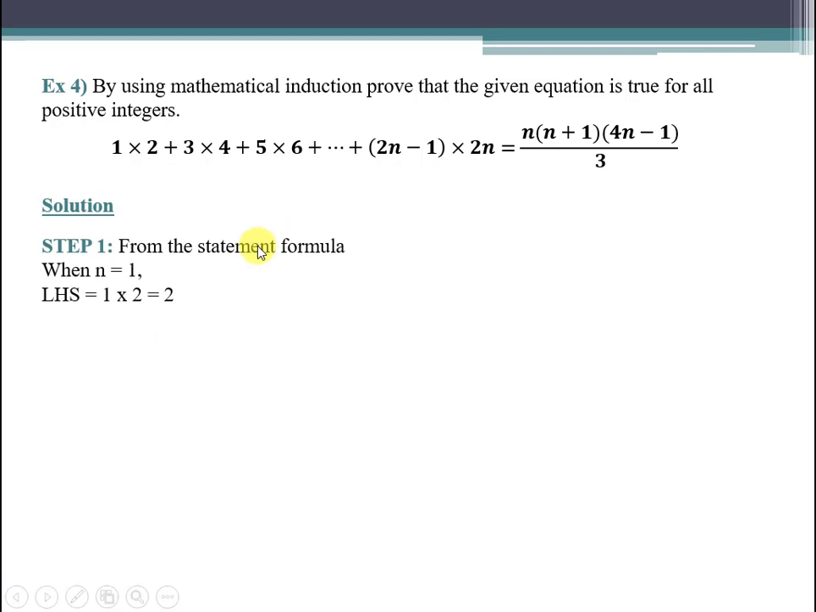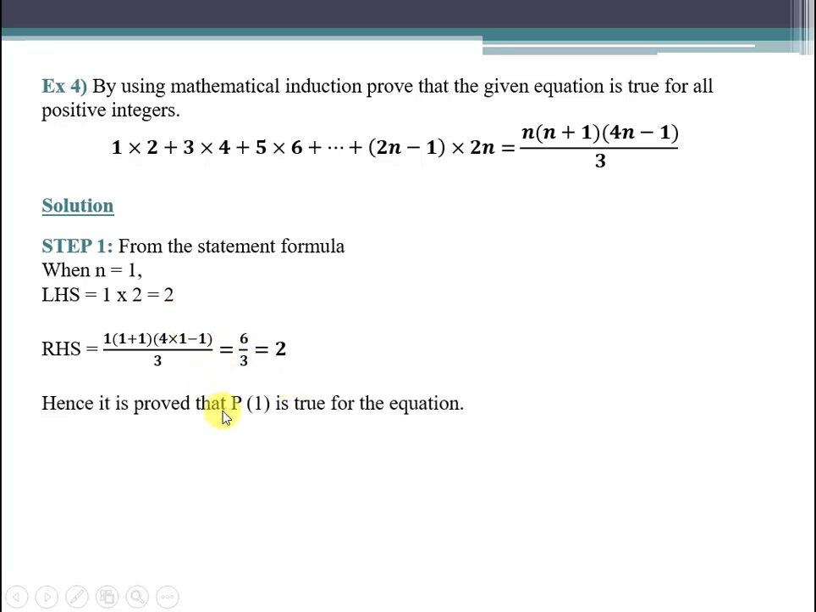Solution. Step 1. From the statement of the formula, when n is 1, the left hand side is 1 multiplied by 2, which gives us 2. And the right hand side, when we put 1 instead of n, is 1 multiplied by (1 plus 1), multiplied by (4 minus 1), over 3, which is 6 over 3, equal to 2. So it's proved that P1 is true for the equation. So we proved it for n equal to 1.